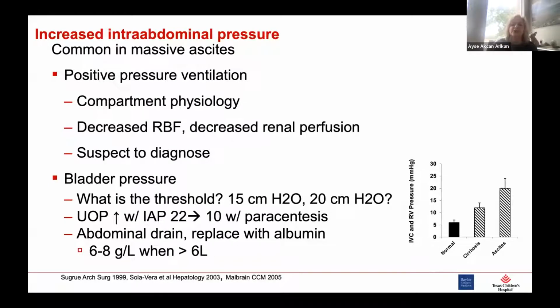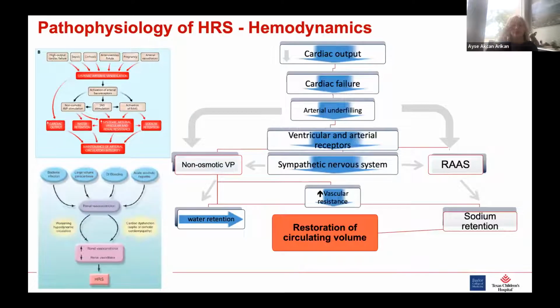But one thing that we need to keep in mind, especially when we do large volume paracentesis, is that it could precipitate hypovolemia, which can worsen kidney function, with either functional pathophysiology or hepatorenal syndrome augmentation. So albumin replacement for large volume paracentesis is recommended. The adult data is shown there for your convenience, but we don't really know what the exact volume for large volume paracentesis correction in pediatrics should be.